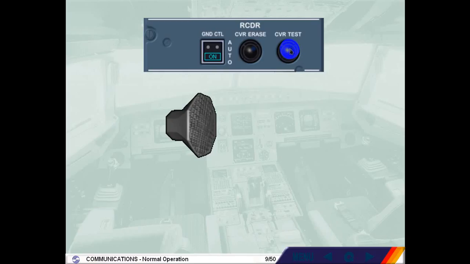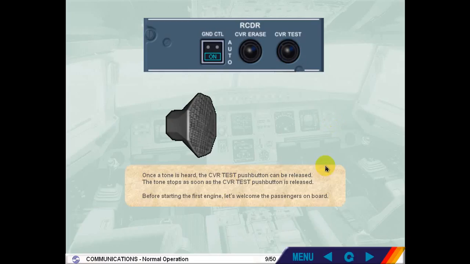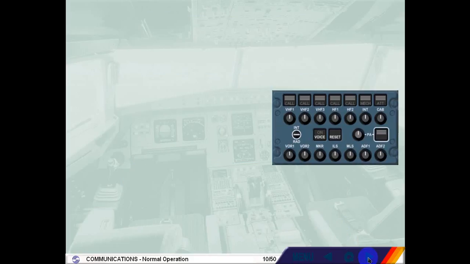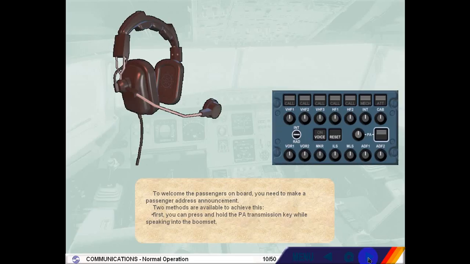Before starting the first engine, let's welcome the passengers on board. To welcome the passengers on board, you need to make a passenger address announcement. 2 methods are available to achieve this. First, you can press and hold the PA transmission key while speaking into the boom set. Please do it.